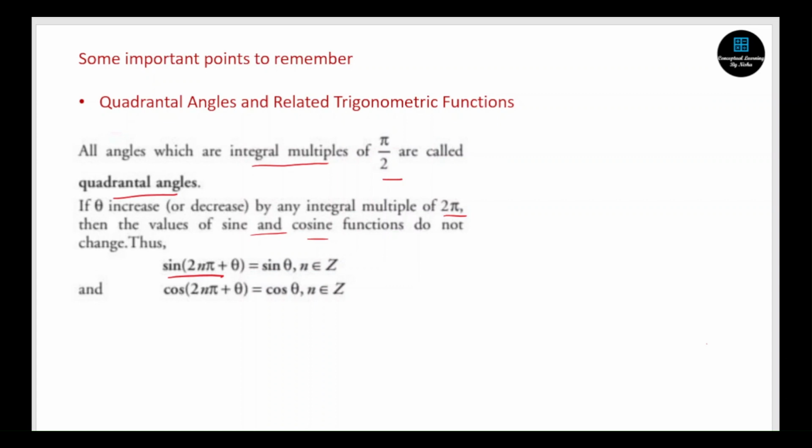If I start with 0, so sine of theta, sine of 2 times 0 times pi plus theta, I'll get sine theta only. Same way, if I substitute any value, I'll get the multiple of 2 pi and sine remains the same. Same way for cos, that won't change. So here also I'll get the cos theta value only. How this is, I'll explain in further slides. So just be patient.